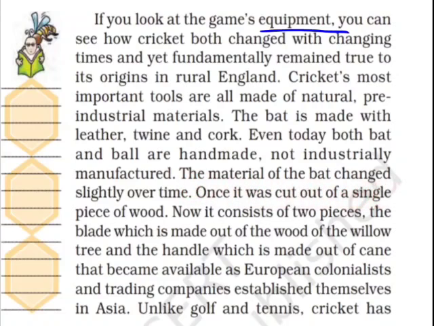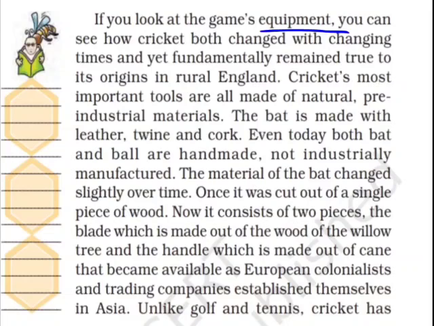The material of the bat changed slightly over time. Once it was cut out of a single piece of wood. Now it consists of two pieces, the blade which is made out of the wood of the willow tree and the handle which is made out of the cane that became available as European colonialist and trading companies established themselves in Asia. Only a little change happened: earlier they used only one wood to make one piece of bat, but nowadays they are using two pieces to make the bat. The handle part is different and the straight part is different.